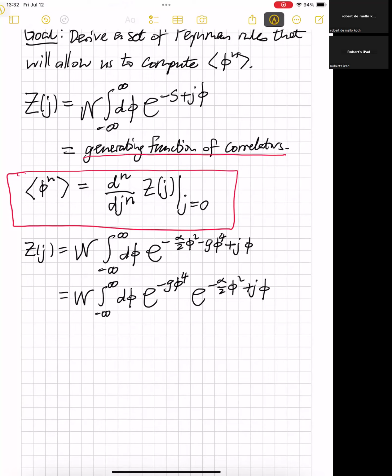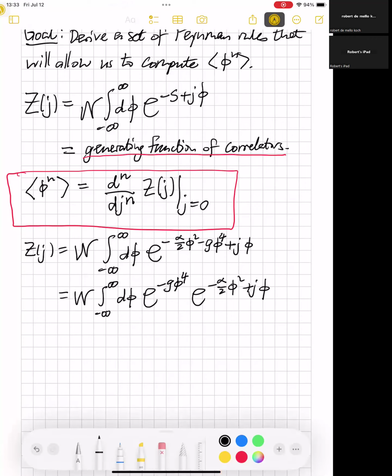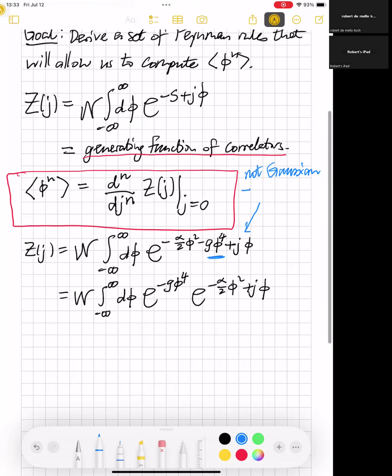Now you see, what is the problem with this Z of J? Well, if you look at this integral that we have to do, it is not Gaussian. It's not Gaussian because of that extra phi to the 4 that's sitting there. Because it's not Gaussian in general, it's not easy to do.